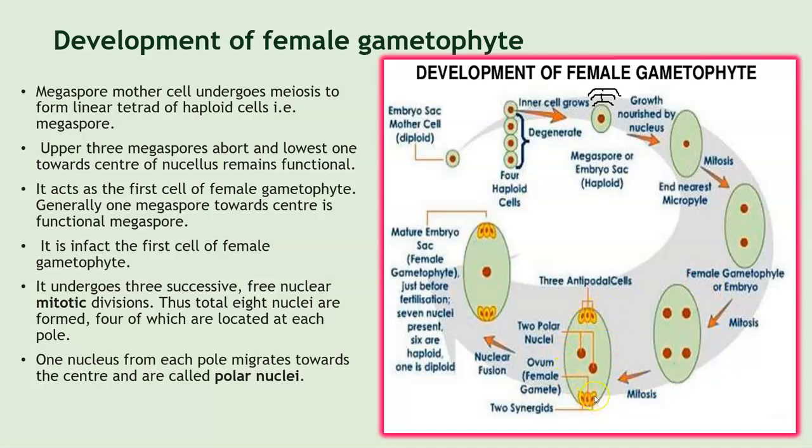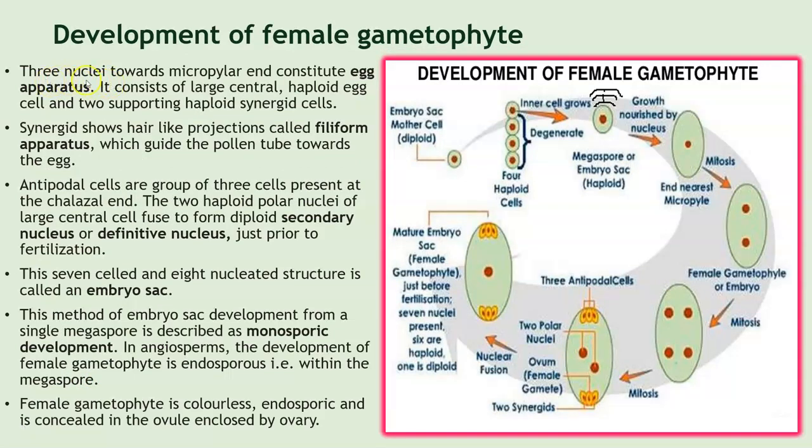Now these nuclei rearrange themselves, one from each end migrates towards the center, and they are called the polar nuclei. Moving further in the process, 3 nuclei towards the micropylar end constitute the egg apparatus. This is your micropylar end and this is your egg apparatus. It consists of a large central haploid egg cell and 2 supporting haploid synergid cells.